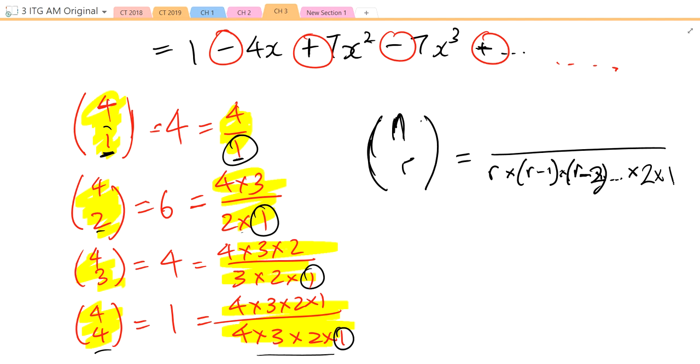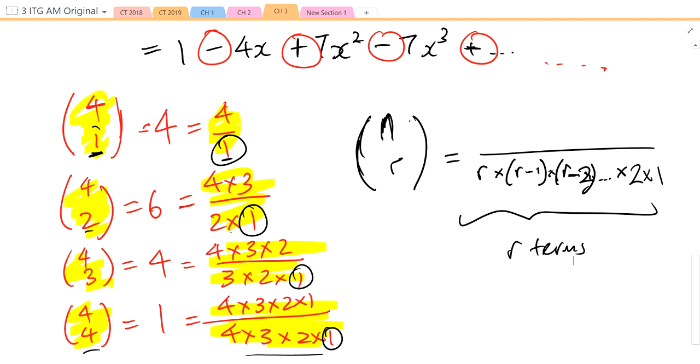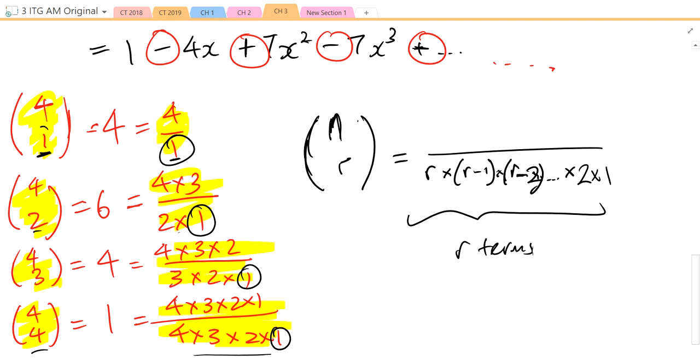Same, right? Okay, now that I know there are R terms at the bottom, can you tell me what does my numerator look like? N times R plus 1? Where got I? R. What is the first term then? N. Multiply by? N minus 1. Multiply by? N minus 2. Then I keep going, right? Because the numbers will just keep decreasing. 4, 3, 2, 1.